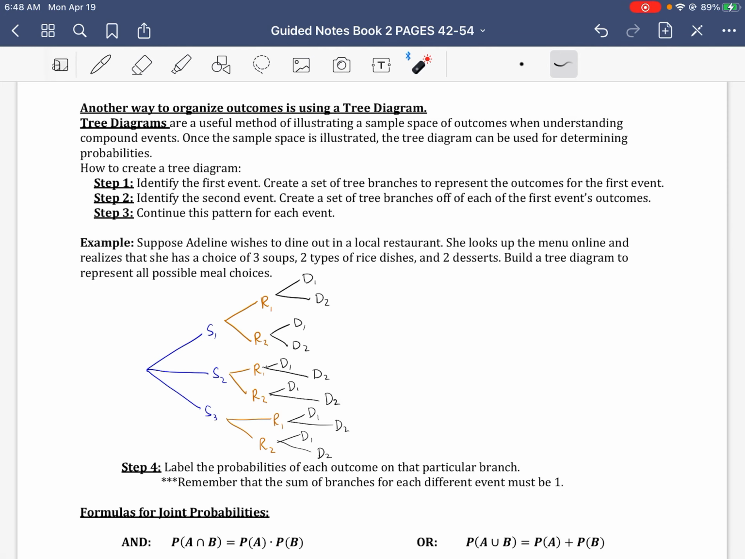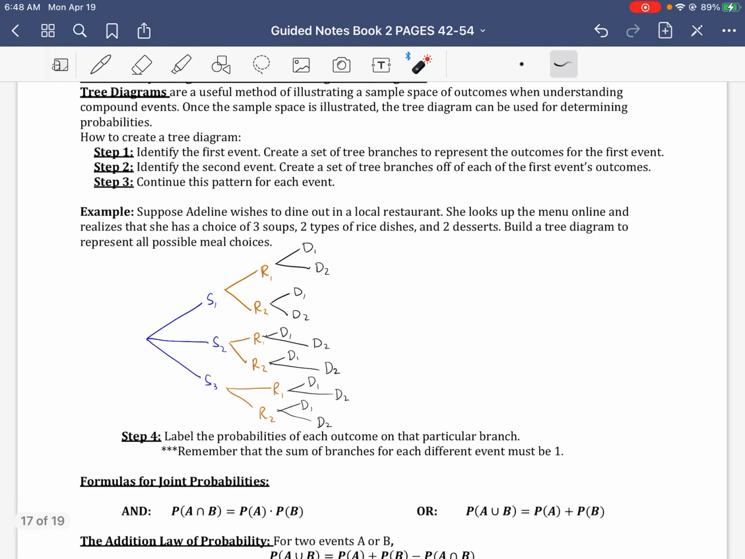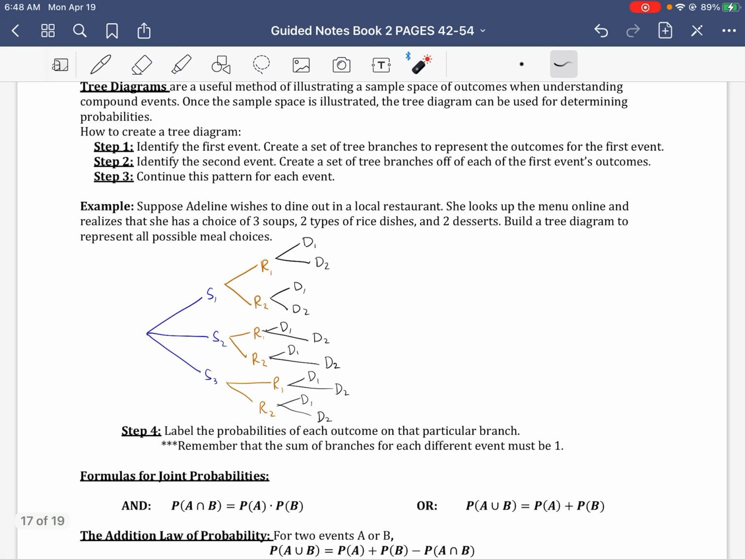Now once we start calculating, we will actually put some probabilities on top of these branches. So I'm going to show you how that looks. But essentially, if we were doing it on this one, it would maybe be a little bit odd, because maybe she'd prefer one over the other. But the probability that she would choose the first soup would be 1 out of 3 soups, because there's 3 possibilities.